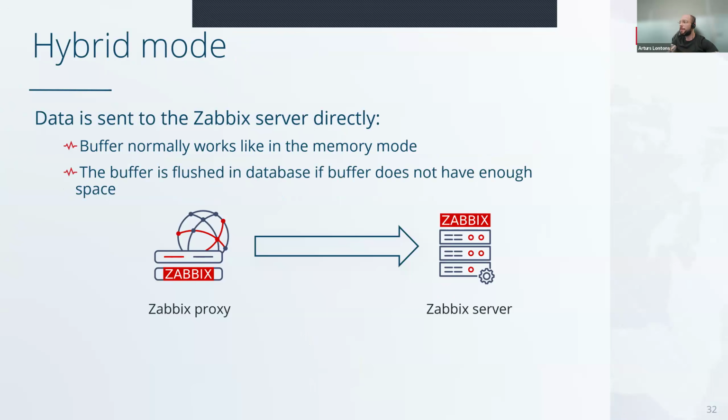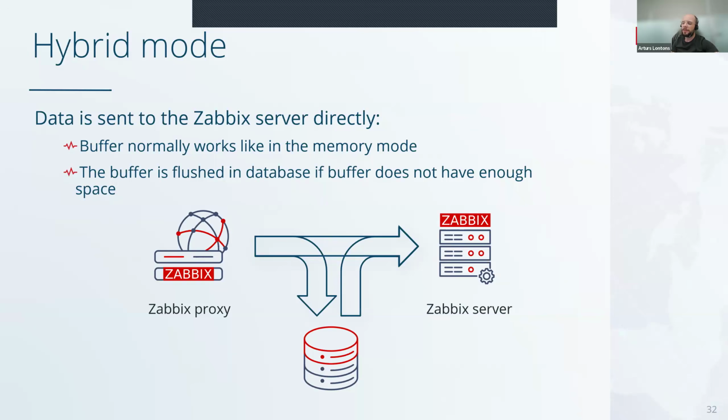In hybrid mode, we have our memory buffer, but if it gets full, then the old data is flushed to the database. So only if the memory buffer is full, the data gets flushed to the database and then sent to Zabbix server. So you don't lose data if your memory buffer is full in hybrid mode. In memory mode, if your memory buffer is full, the oldest data gets discarded. In hybrid mode, that is not the case. So this is the best of both worlds and probably what most of you will be running.